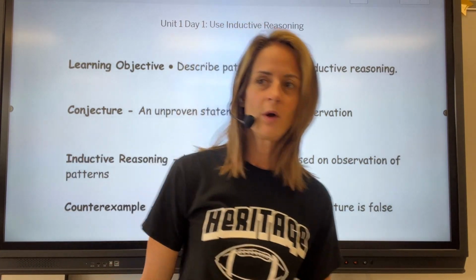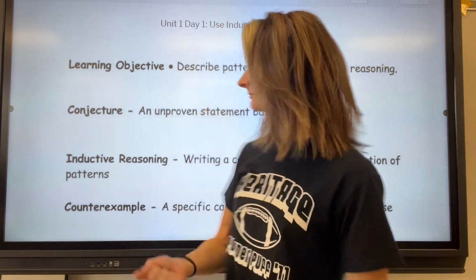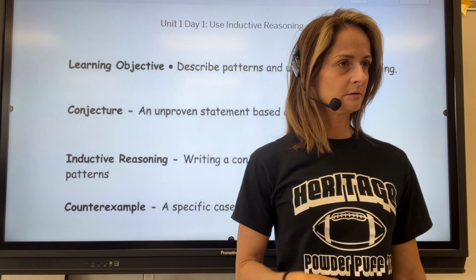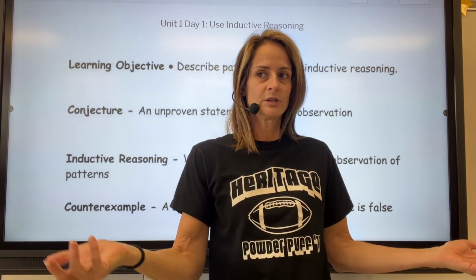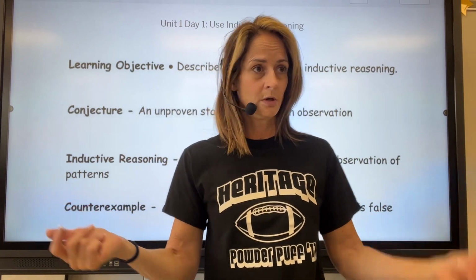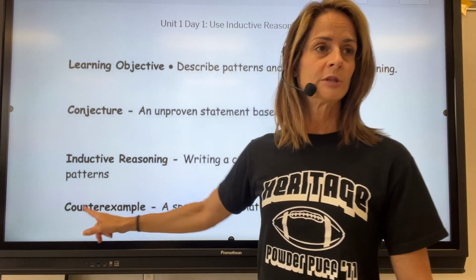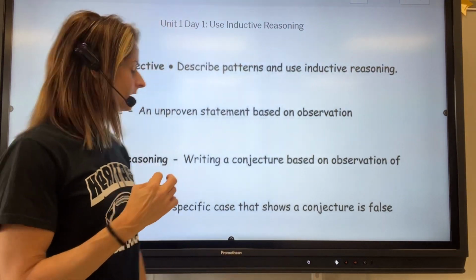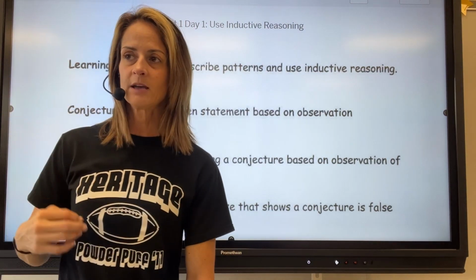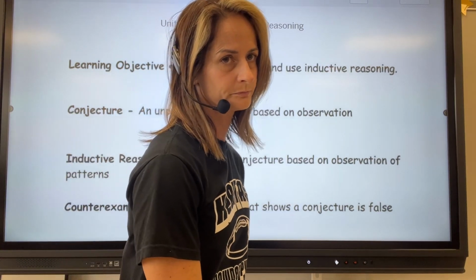Okay, so that's what a conjecture is. It's an unproven statement that's based on an observation. Okay, we don't know what's true. We just make an observation, then we make a statement. It could be false, it could be true. But a counterexample is what's really important here. It's a specific case that shows that that original statement is false.